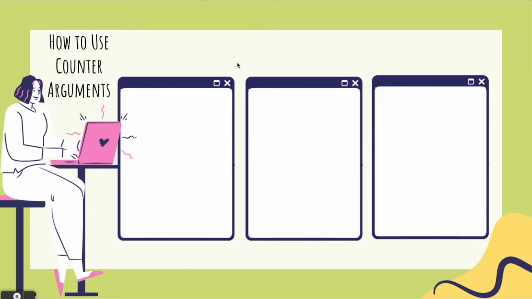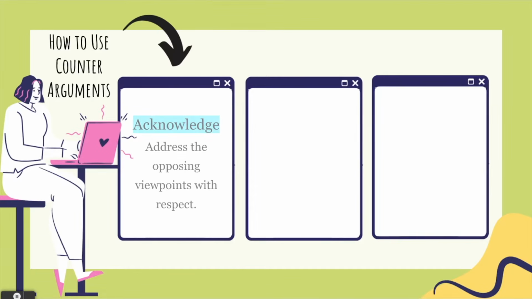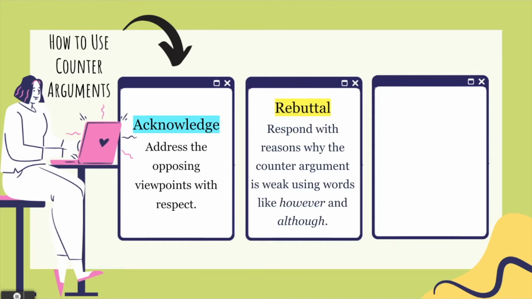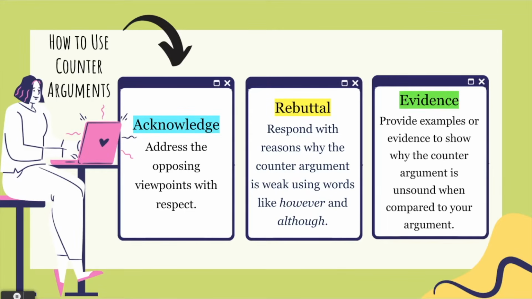So how do we use counter arguments? First, acknowledge them. Address the opposing viewpoints with respect. Then you're going to offer a rebuttal. You respond with the reasons why the counter argument is weak, using words like however and although. And then you're going to give some evidence. Provide examples or evidence to show why the counter argument is unsound when compared to your argument.